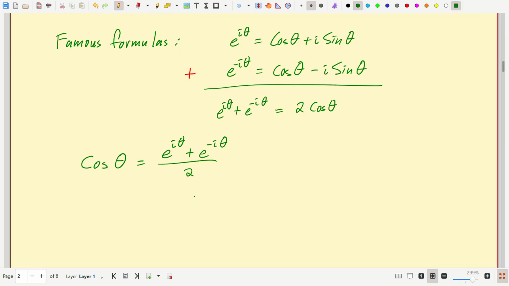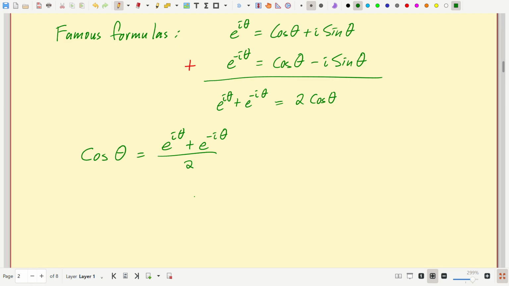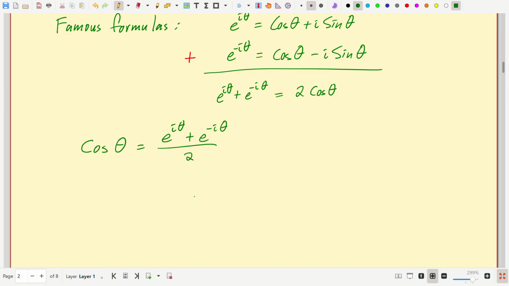And if I subtract those two formulas, I'll get 2i sine theta equals something. And so when I divide by 2i, I would get the formula sine of theta equals e to the i theta minus e to the minus i theta, that would be equal to 2i sine theta when I subtract. And so now when I divide by 2i, I get sine theta. So that's the same thing you get using minus above instead of plus.